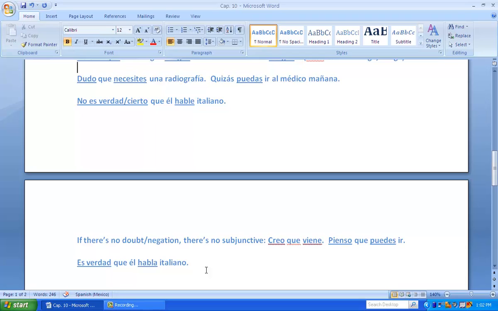So, those are the three concepts then that we've learned in chapter 10: the mandatos, affirmative and negative, subjunctive with emotion, and subjunctive with doubt.